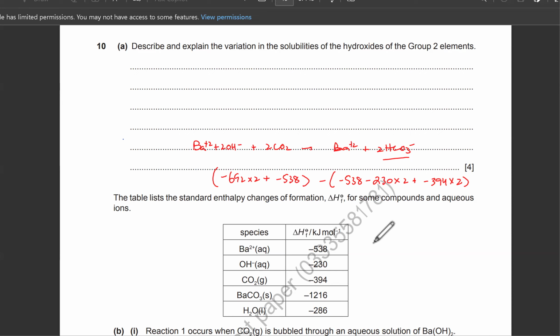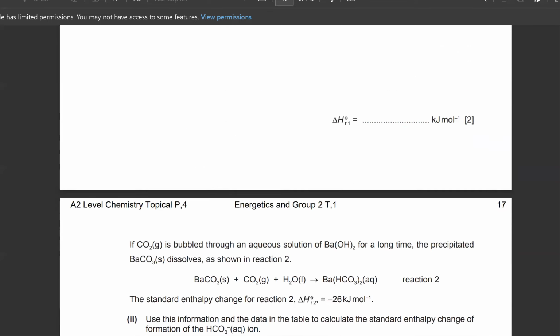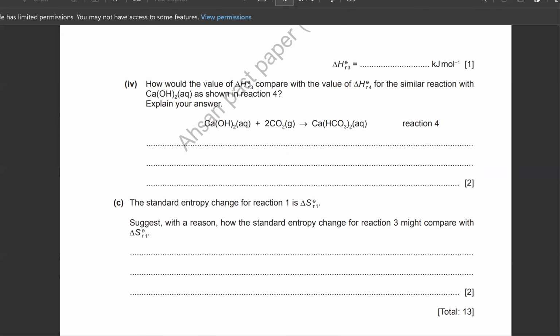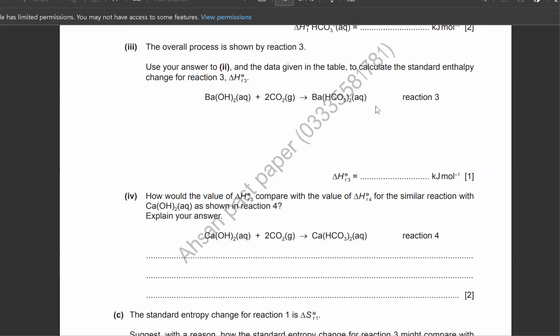Has somebody completed the working? I got minus 136. Okay, so minus 136. So this one is minus 136. So the last one was minus 136. So now you've got the last question. You got the enthalpy change for this reaction, which is what? We just did it. Okay, that's minus 136, right?